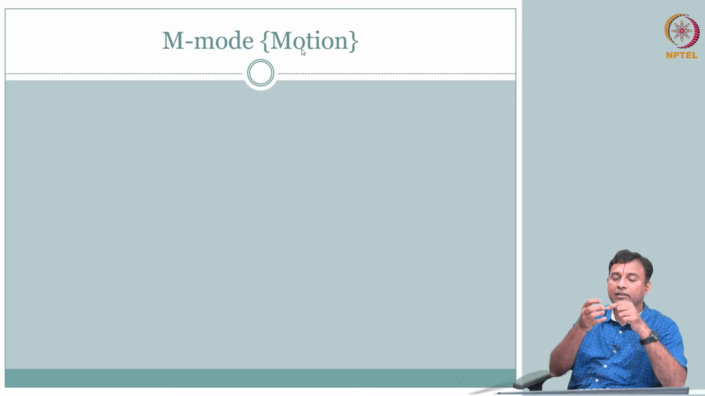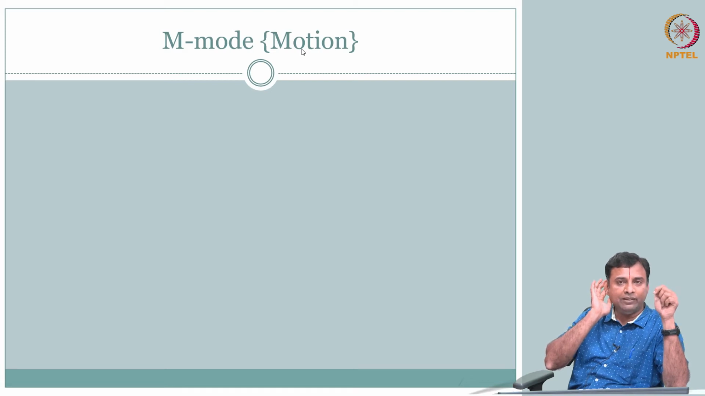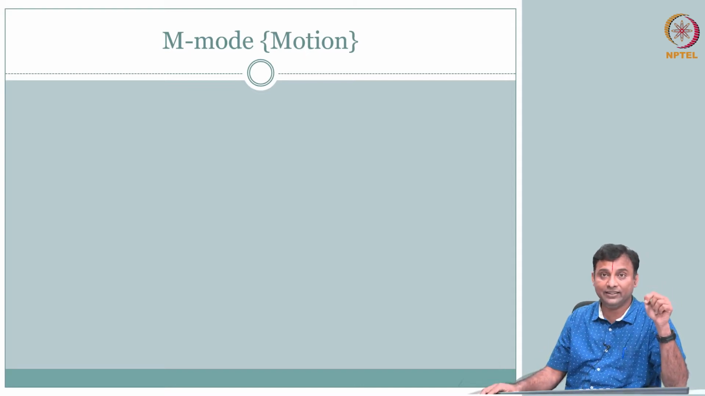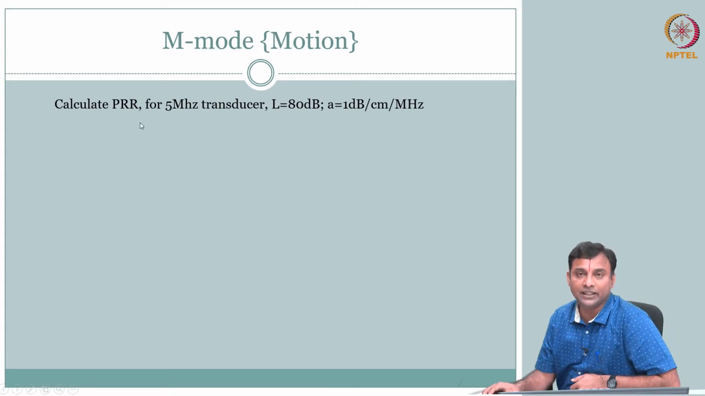If I am sending my pulse and sitting in the same location, and this heart is pumping, that means the interface is close, further away, close, further away. So I am sitting in one place and listening to the echo. It will seem like the wall is going to come towards you, then move away from you. So if I do a time trace, we can calculate the pulse repetition rate.